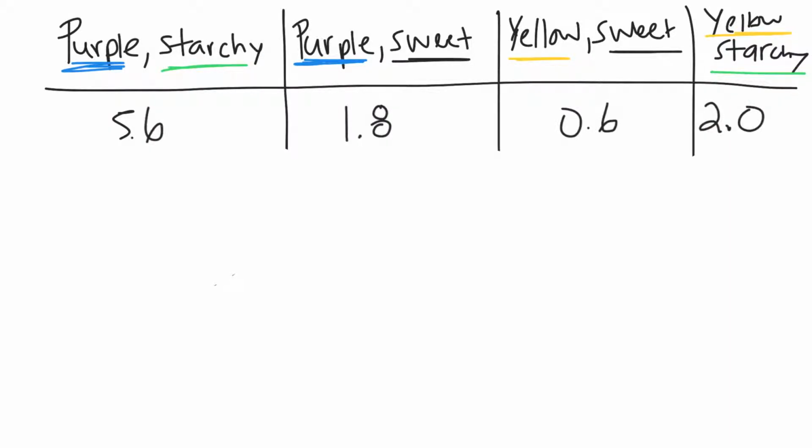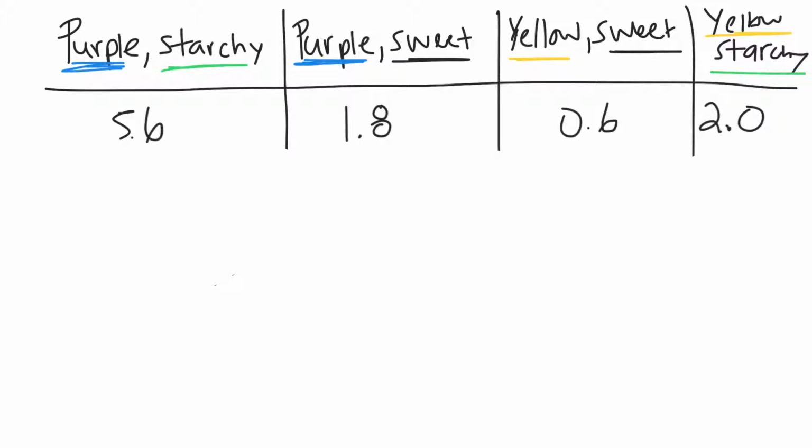Okay, so I just made up some numbers here of how many purple starchy, purple sweet, and yellow starchy kernels you might have calculated. And where these come from would be the number of purple starchy kernels, which means individuals, divided by the total number of kernels or individuals. And that gives you a number. And so that would give you 0.56. And so then I multiplied it by 10.